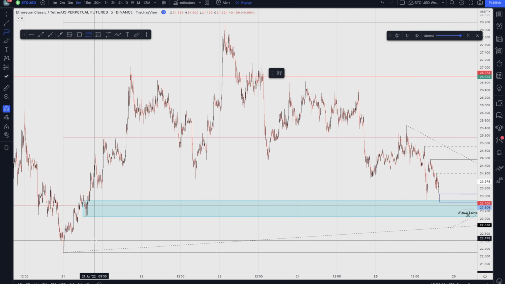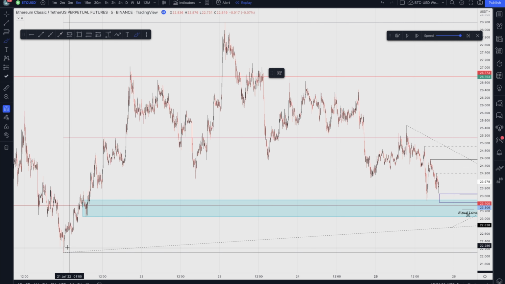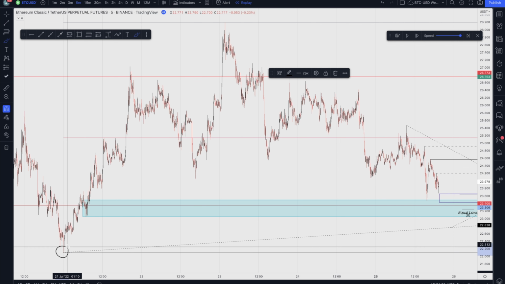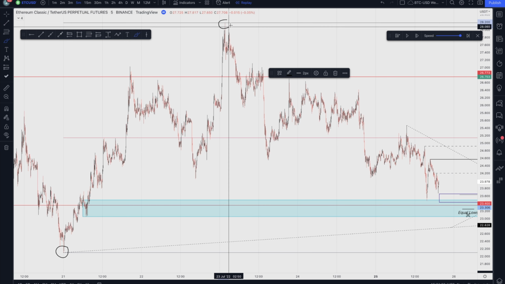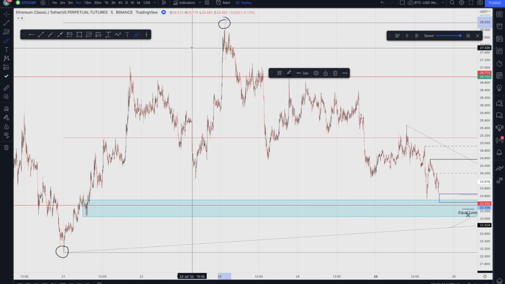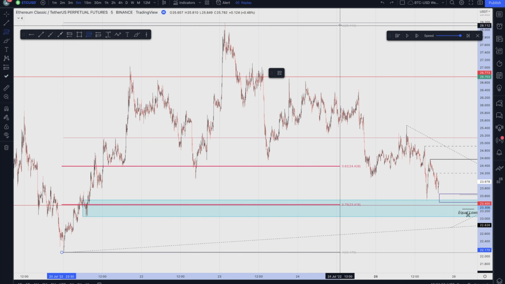So what am I doing here, right? So first of all, this is the low. This is the high. This is going to be my range, all right? Range for what? This is what I define as my trading range. So what are we going to do? We are going to take this low and this high.